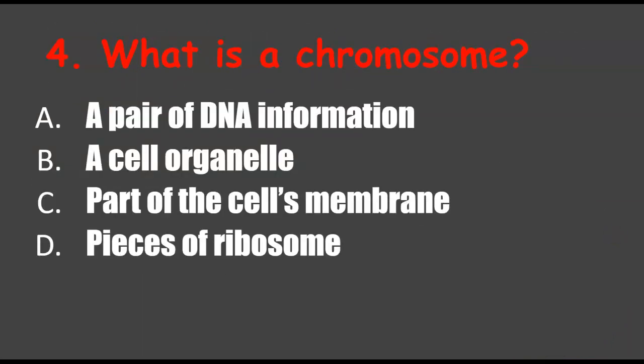What is a chromosome? Is it a pair of DNA information, cell organelle, part of the cell's membrane, or a piece of the ribosome? So these 3 have to do with the organelle. This one, the DNA information, that's in the chromosome, which is found in the nucleus, which is an organelle, a cell organelle.